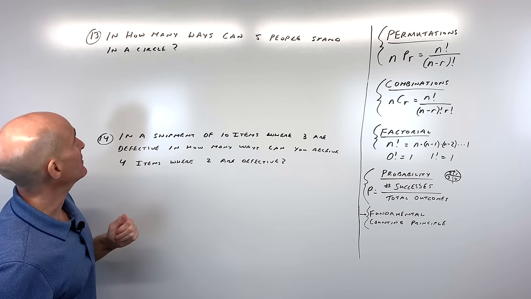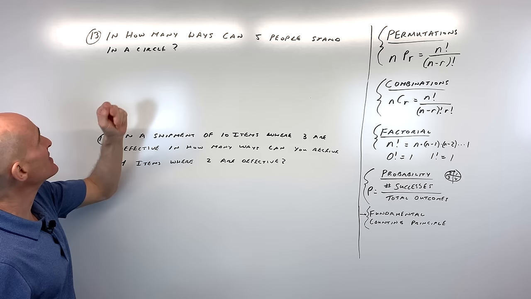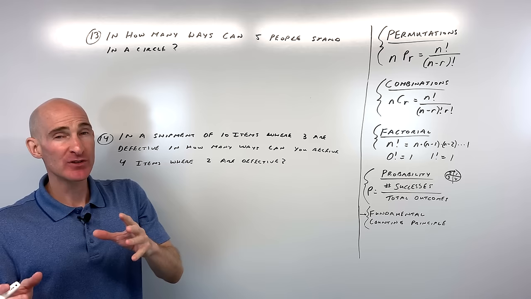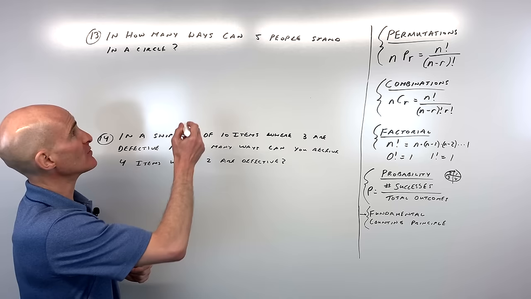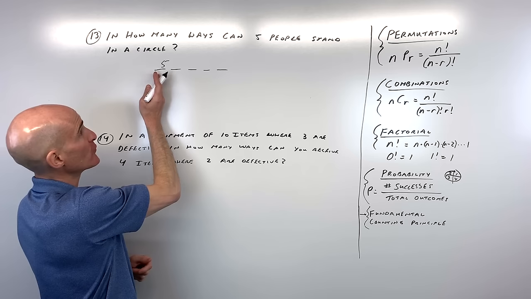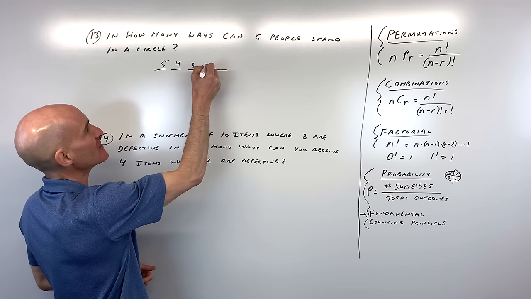So for number 13 now, it says, in how many ways can 5 people stand in a circle? Now, this is a little bit more complicated problem than if we say, how many different ways can 5 people stand in a row? If it was in a row, they could stand, 5 choices for who stands furthest to the left. Once that person stands there, there's 4 people to compete for who's going to stand right here, and then 3, and then 2, and then 1. And you would multiply all those together, and you'd say there's 120 different ways.